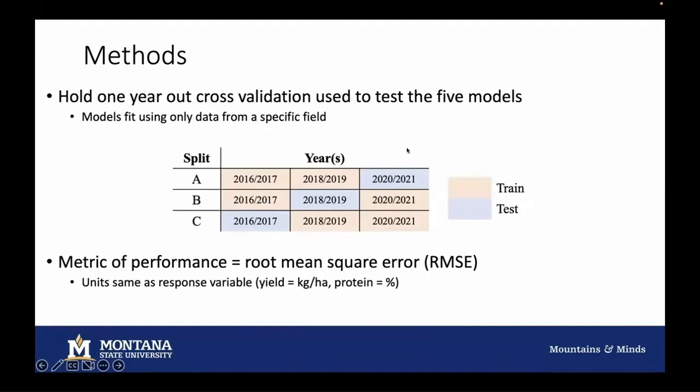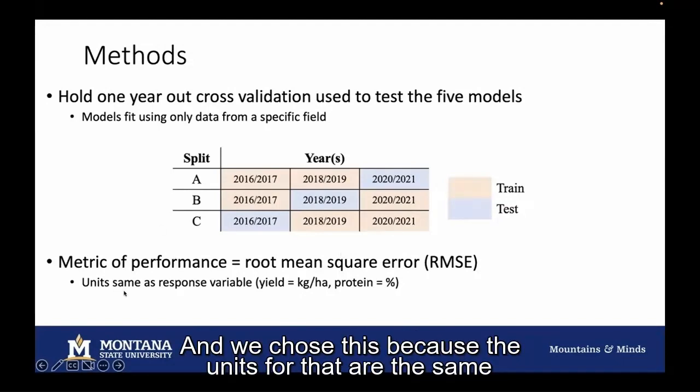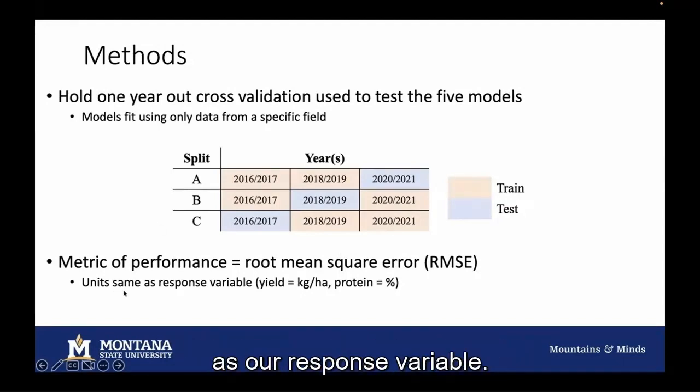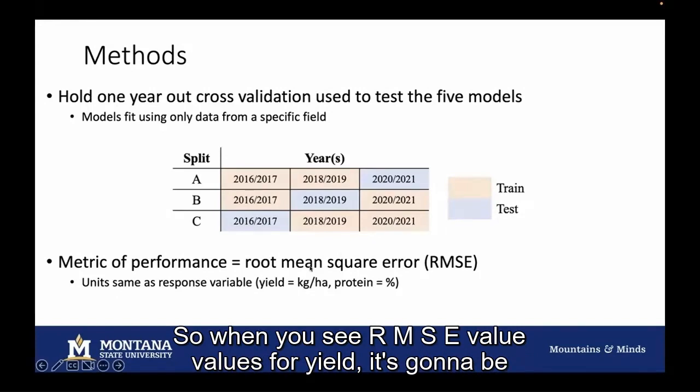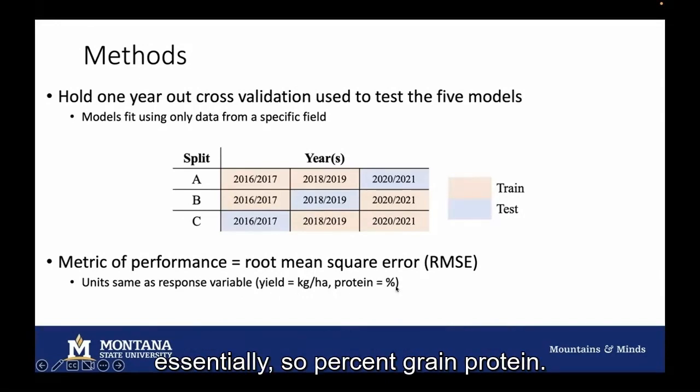And so our metric of performance was the root mean square error. We chose this because the units for that are the same as our response variables. So when you see RMSE values for yield, it's going to be in kilograms per hectare, and for protein, it's going to be in percent, essentially. So percent grain protein.